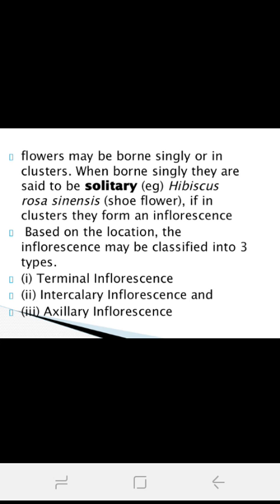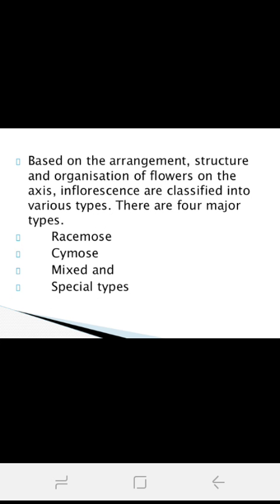So basically inflorescences are classified into three types. They are terminal inflorescence, intercalary inflorescence and axillary inflorescence. That is mainly based on the position. That is, at the tip or apex of the plant it is terminal, in the axillary portion it is axillary inflorescence, and in intercalary position you can call it intercalary inflorescence.